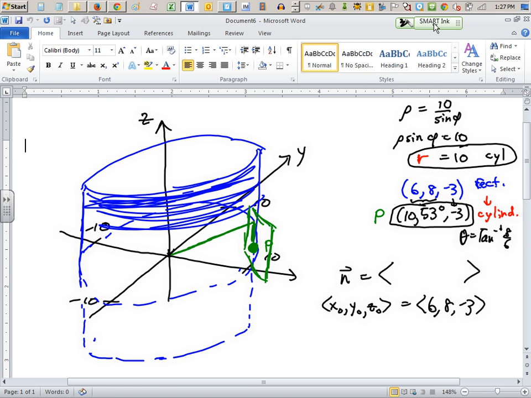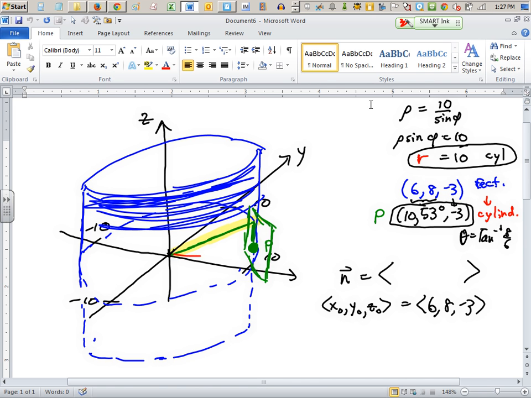Can anyone see a vector that I've actually already drawn that is perpendicular to the plane? This one right here, that thing is perpendicular to the plane. As it leaves the axis of the cylinder and it goes right through the surface of the cylinder, it does so in a nice right angle fashion. It exits the cylinder poking straight out. Right? And that is the vector 6, 8, 0. It doesn't have a z component, but it lies in the same direction as 6, 8, negative 3, you know.